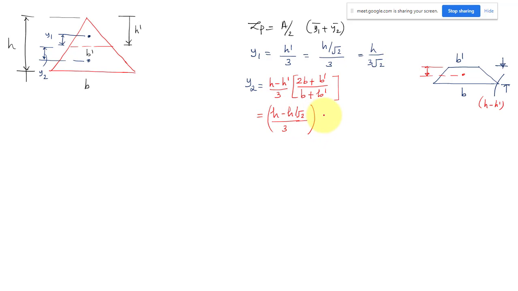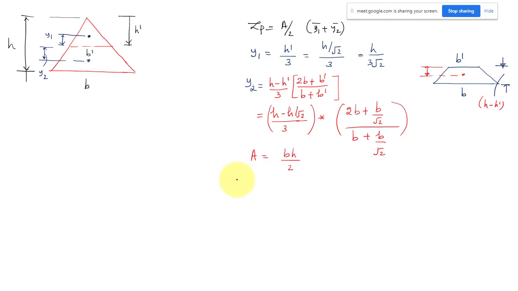So this one multiplied with 2 times b plus b dash, that is b by root 2, divided by b plus b dash, that is b by root 2. Okay, so now you know y1 is h by 3 root 2, and you know y2 in terms of b and h, that is h by 2. And you know the area, the area of the total triangle, that is half into b into h. So the only thing is, now we have to substitute y1, y2 and A in this equation and then simplify. The simplification will take a little bit of time.